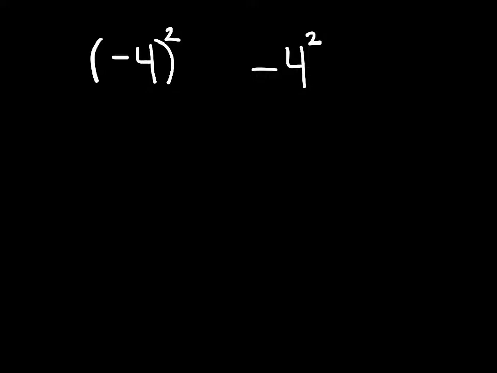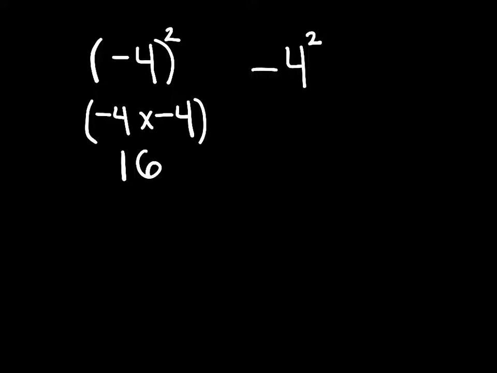In the first case, we have an exponent outside of a set of parentheses, which means that we're going to square everything inside of the parentheses. So what this really means is negative 4 times negative 4. If you were to put that into your calculator, negative 4 times negative 4 should give you positive 16.